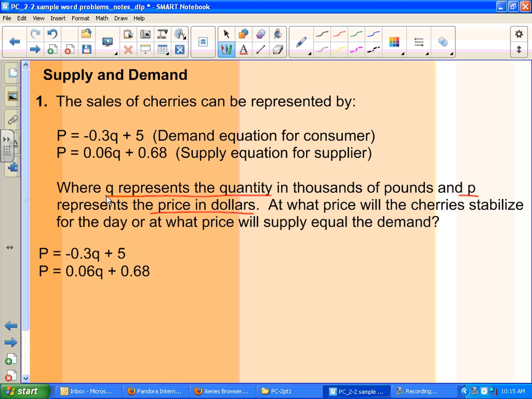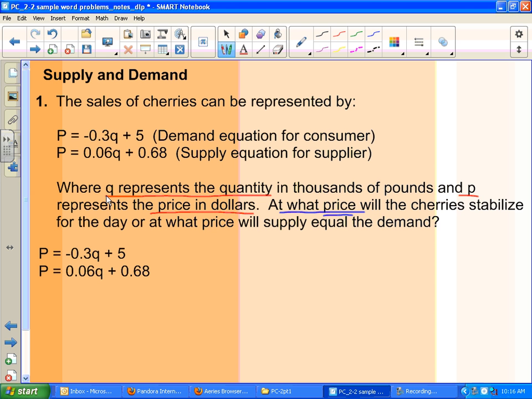All right. So we've got these P's and Q's. Does this look difficult? Look, where is my question? My question is, at what price? Here's the only thing you have to be careful with in these problems. Sometimes you get in the mode of a system, you start going to find P's and Q's, and you don't even look at what the question is asking you. This is saying, at what price will the cherries stabilize for the day, or at what price will the supply equal the demand?